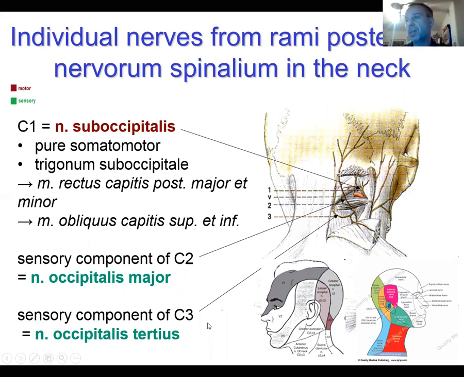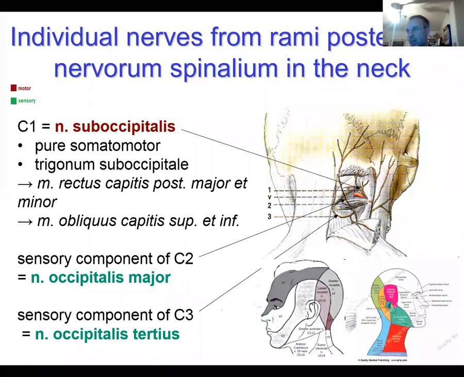In case of C2 and C3, they have their motor branches, for example, from splenius, semispinalis, intertransversari, and so on. But the sensory branch, so what should be the posterior cutaneous branch, it is enlarged and it has got a specific name. At the level of C2, it's called greater occipital nerve, nervus occipitalis major. At the level of C3, it's called tertiary occipital nerve, nervus occipitalis tertius.